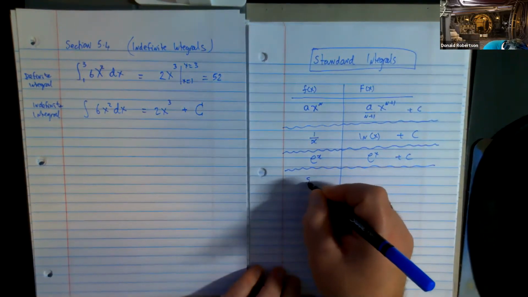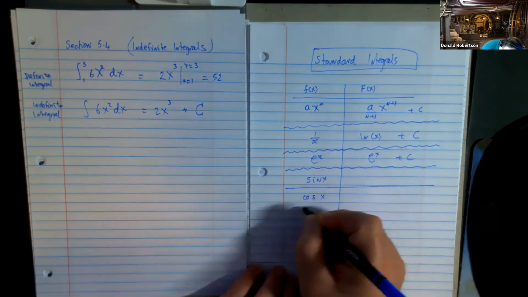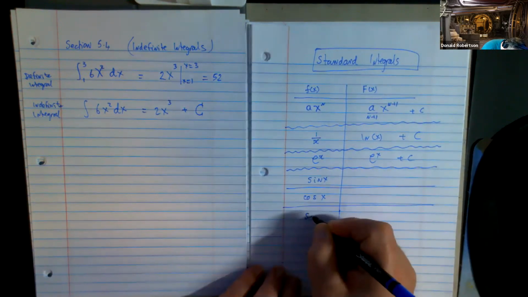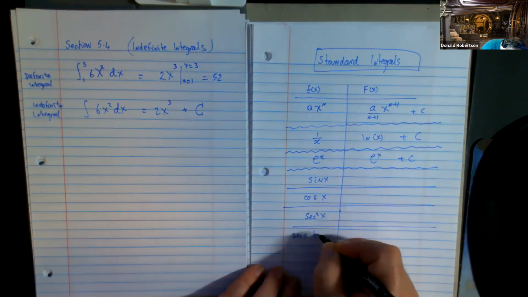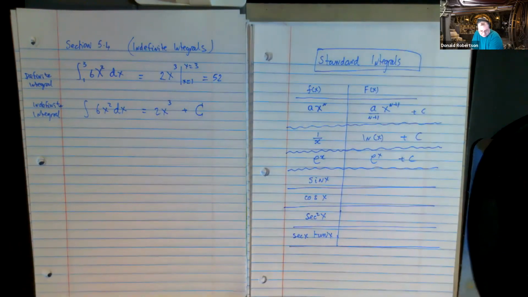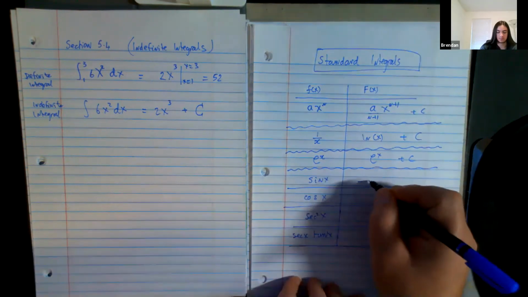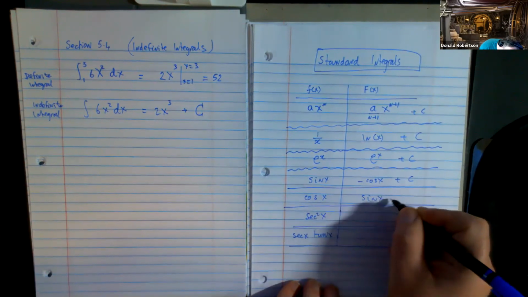Right, let's do some trig now. I'm going to do a sine. I'm going to do a cosine. I'm going to do a secant squared. And I'm going to do a secant tan. Okay, and integral of sine x. Be careful. Negative cosine x. Correct. And so the integral of cosine is positive sine x.